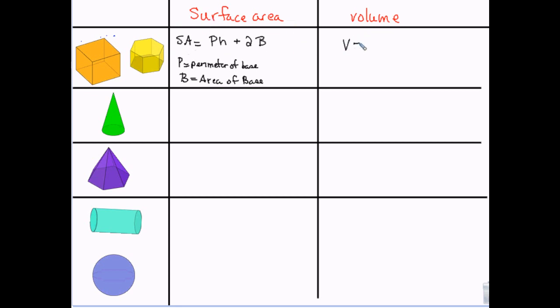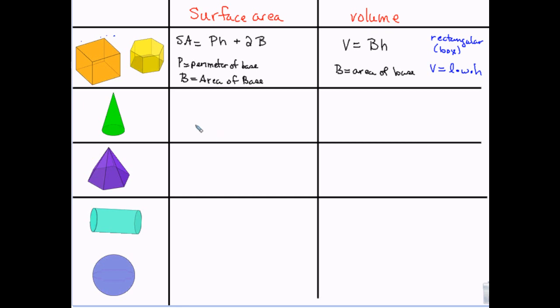The volume is the area of the base times the height. Now in a rectangular prism, so a box, the volume is length times width times height. So if you have a box, you just multiply length, width, and height, and you have all your numbers, and you've got your volume.